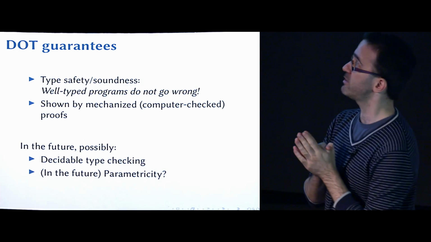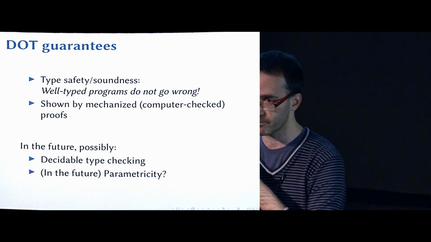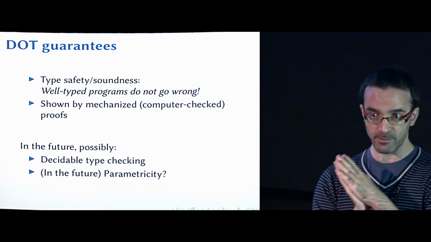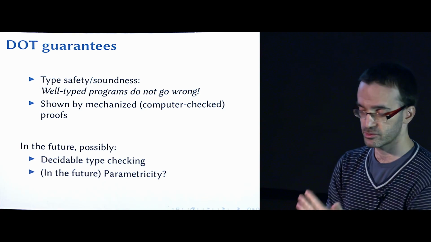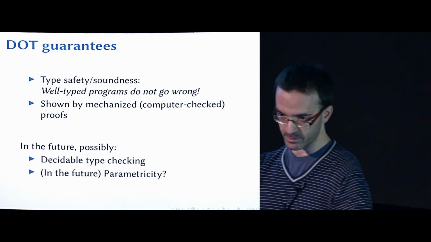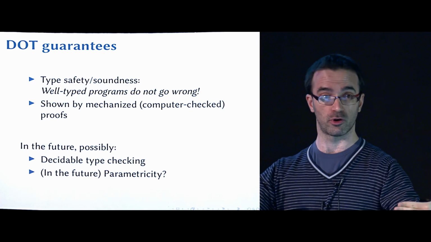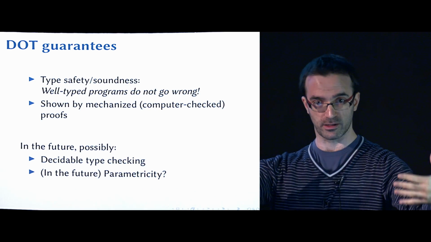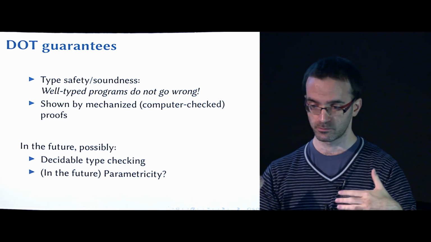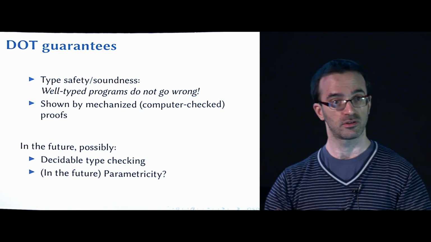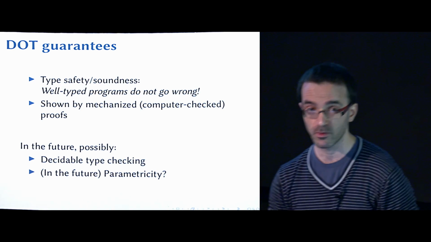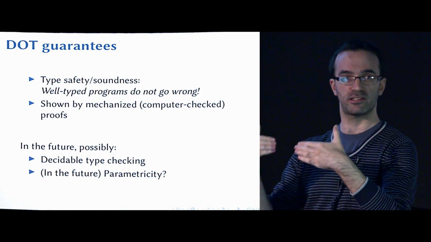The other thing is, I haven't said what guarantees we have for DOT. The prime guarantee is type soundness. So if a program is accepted by the type checker as well typed, then it will not go wrong. It will not have a type error at runtime. And this has been shown by mechanized proofs, that is, proofs that have been written down formally and checked by computers. This is the guarantee that we have today.